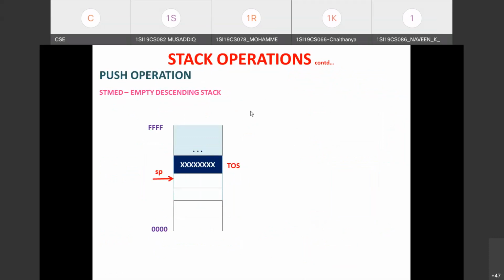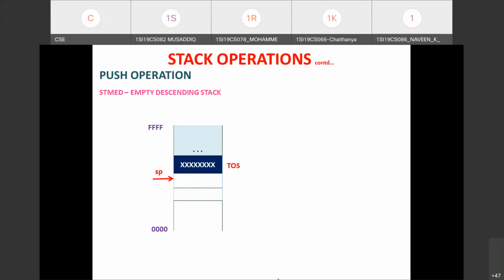Just see here STMED, where it is a descending stack you have considered. That means the stack grows in the order of decreasing memory address. Empty stack means the stack pointer is pointing to the empty location. That is, it is pointing to the location after the last element is inserted. Okay, so now to perform the push operation, we need to first insert the data, and then what is the operation we need to perform? Stack is growing in the order of decreasing memory address. Should I increment the stack pointer or decrement the stack pointer? It is a descending stack.